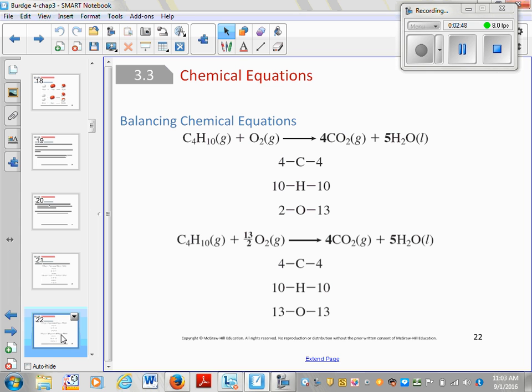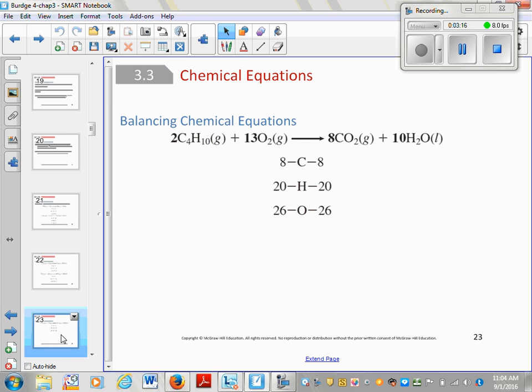Well, if you look on the left, we have 2 oxygens. We don't have an even number. But we could put 13 halves, or what I do is 6.5, whatever 13 is divided by 2, on the left. So now technically it balances, but you can't have an improper fraction. So you have to get rid of that. You multiply everything by 2. And you just multiply the coefficients, so you end up with 2C4H10 plus 13O2 goes to 8CO2 plus 10H2O.